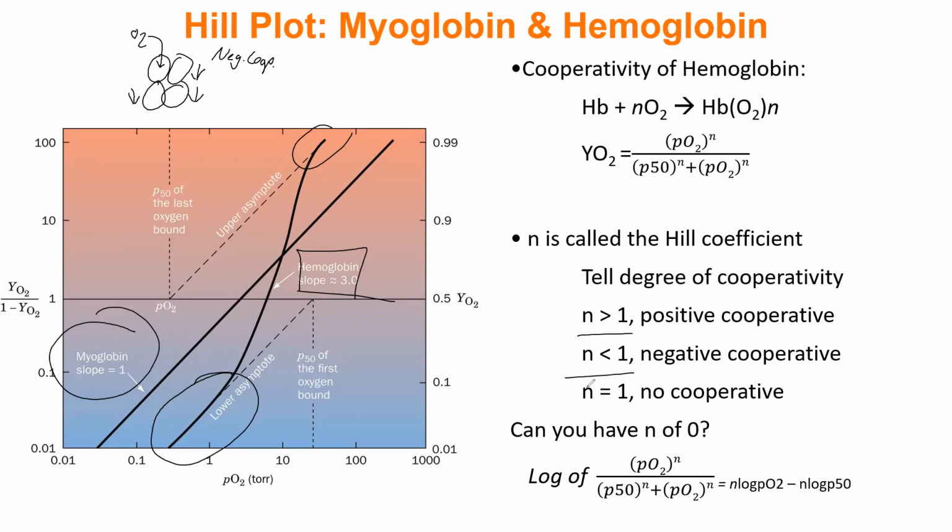And you would have a Hill coefficient of less than 1. So those are your 3 options. You can have a Hill coefficient greater than 1, less than 1, or equal to 1. And don't worry too much about the equations here. They're for completeness. I'm not going to ask you to do any math with these equations.